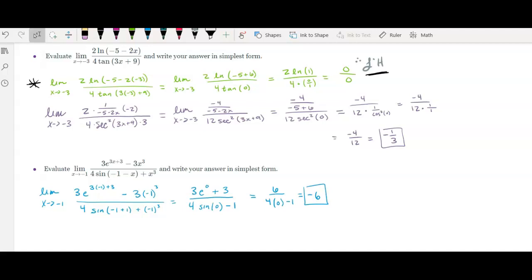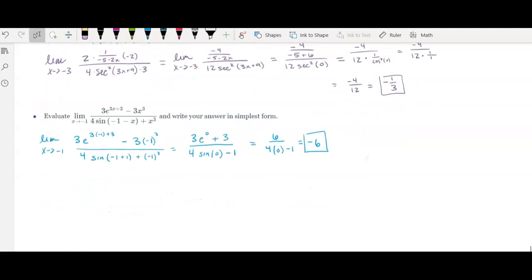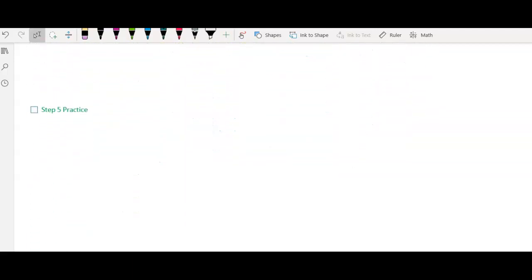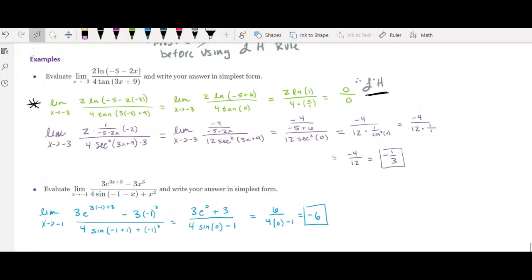The next example, I subbed in -1, did not get indeterminate form. Therefore, we can just solve by direct substitution. And that's it for Unit 4.